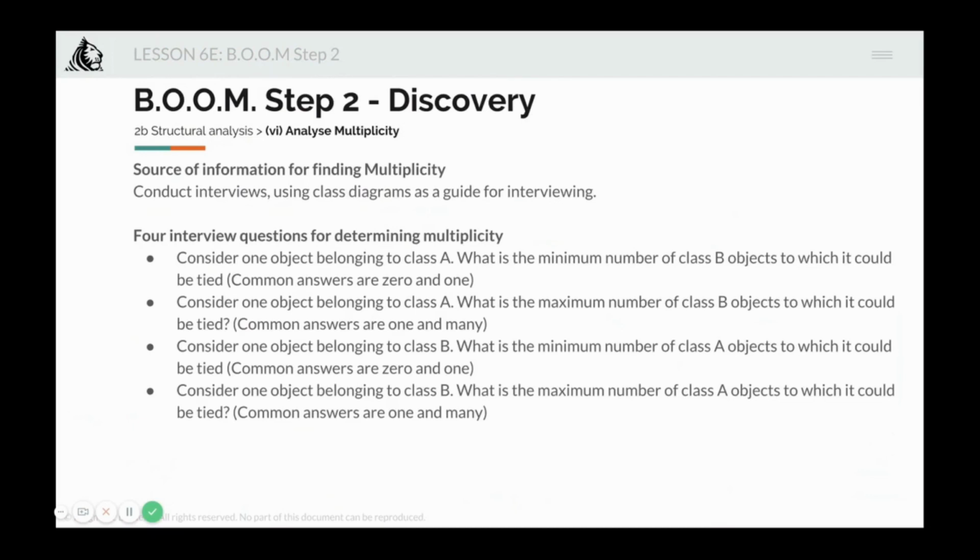And the style of these questions are: to consider one object belonging to class A, what is the minimum number of class B objects to which it could be tied? And the common answers are 0 and 1, right? And similarly, the other questions. That's the broad template in which you should be asking questions.